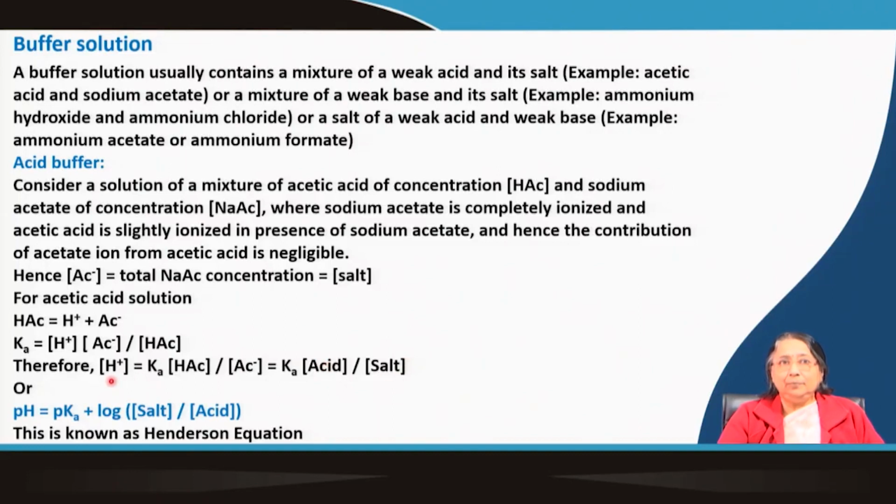Now, if we take the logarithm, then minus log of H plus ion concentration, minus log of Ka, which is nothing but pKa, and minus log of H plus concentration is nothing but pH. So, pH becomes pKa plus log salt by acid, this will just be reversed. This is known as the Henderson equation.